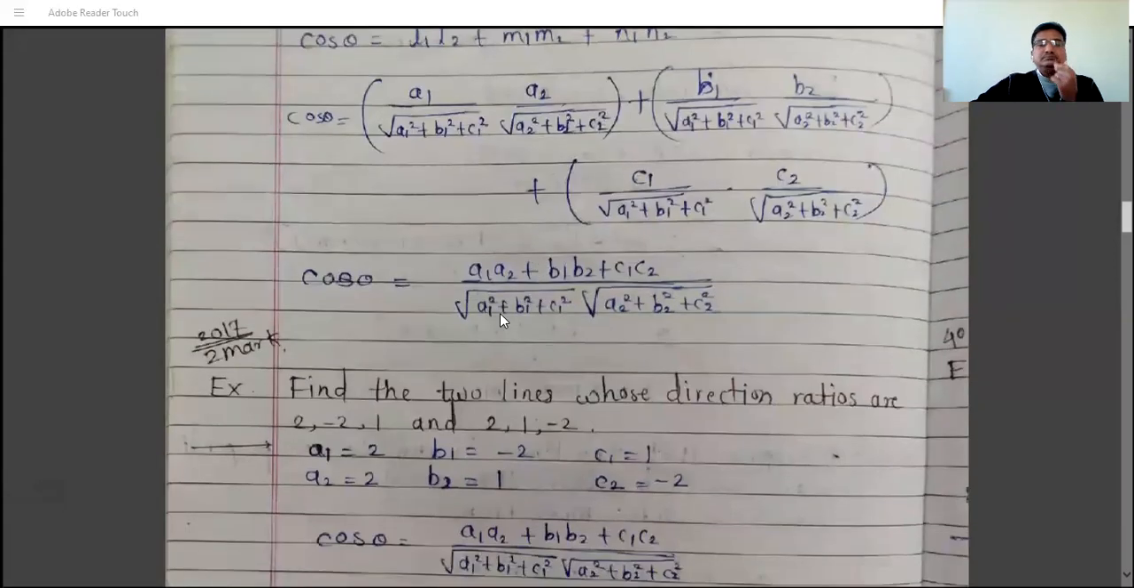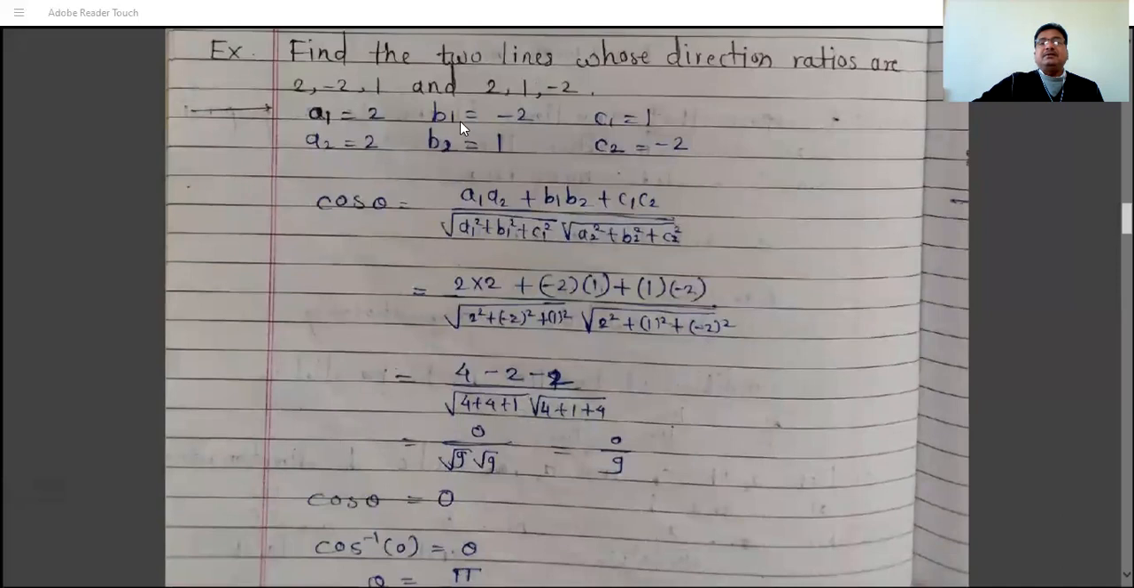Okay. So the question is, find the angle between the two lines whose direction ratios are 2, minus 2, 1 and 2, 1, minus 2.